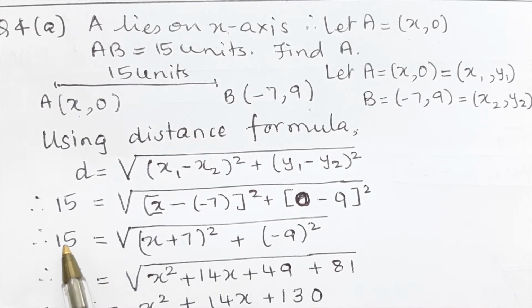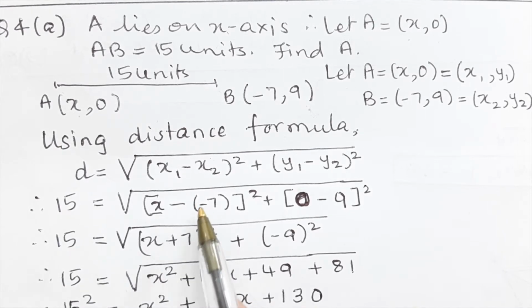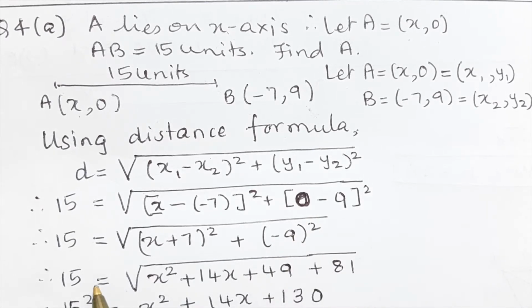So when we are writing the next step, it becomes 15 equal to under root x minus into minus becomes plus 7 whole square, and here 0 minus 9 is minus 9 whole square, and so it becomes 15 equal to under root, this becomes x squared plus 14x plus 49, and here it becomes plus 81.